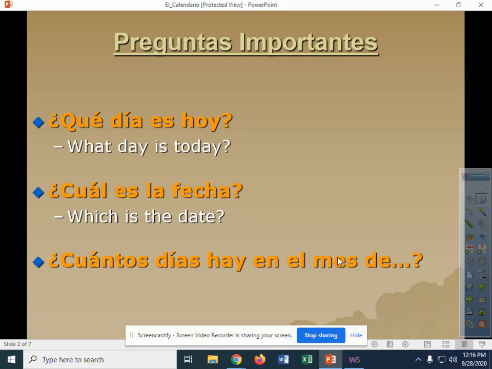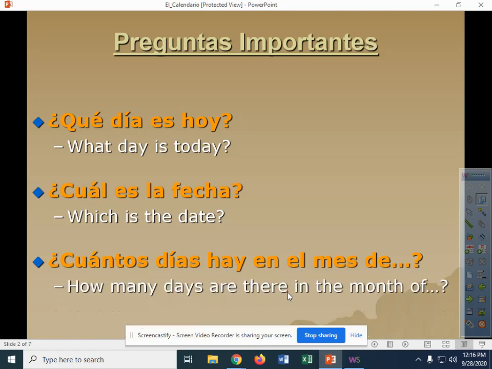¿Cuántos días hay en el mes de? How many days are there in the month of? So this question you're going to see a lot. So make sure you're writing all of these. But this is a pretty long one, so you really do want to write this down.